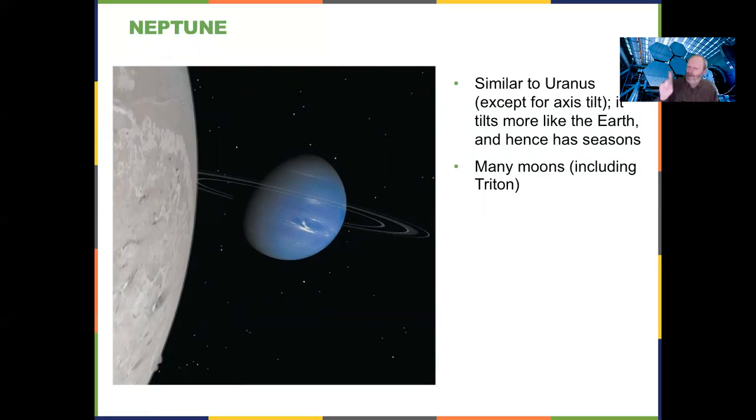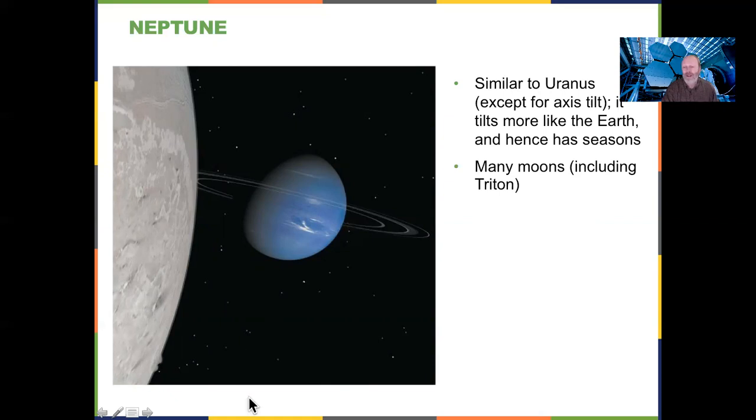So we've only ever had one probe go to Uranus, one probe go to Neptune. That was Voyager 2. We've never been back. So on the agenda for the next 30 to 50 years, that's how long these things take to plan out, by the way, we hope to have another probe go to each of these planets. My regret is that I probably won't be around when the next probe goes to Neptune.